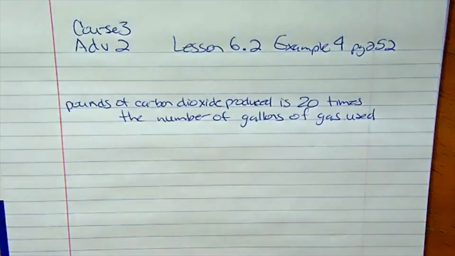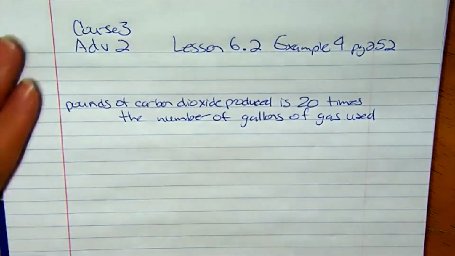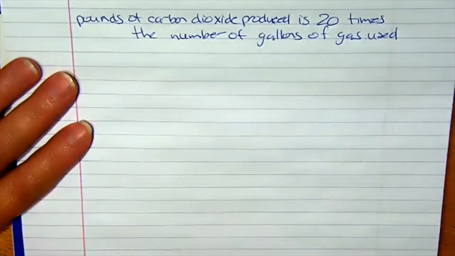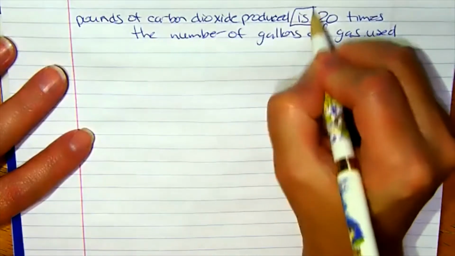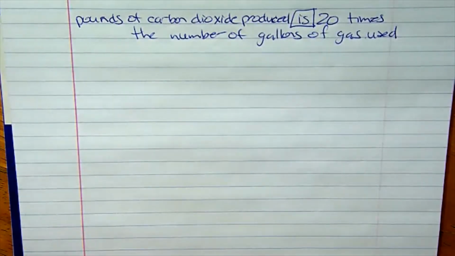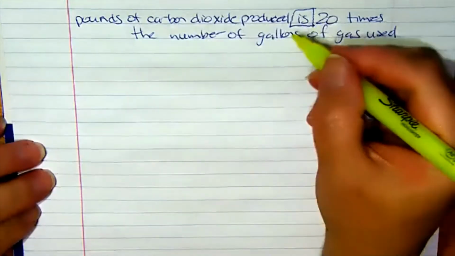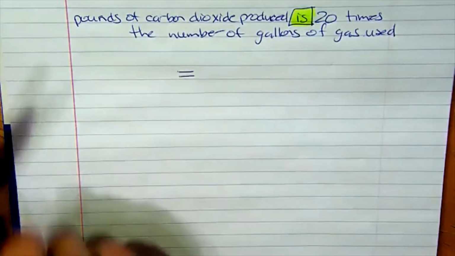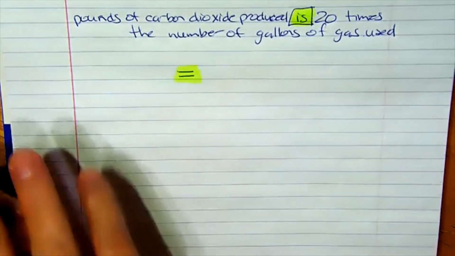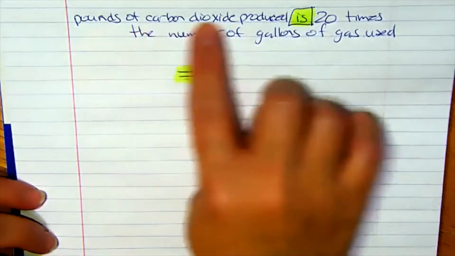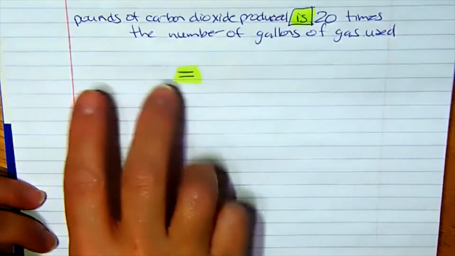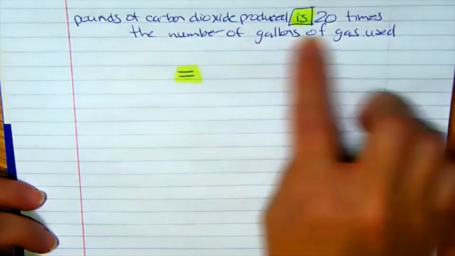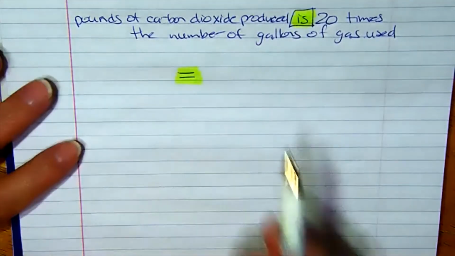Okay, now I can work on solving this. Whenever I have a word problem that I need to turn into a number sentence, I always start with my word is. Is is a good starting place because is means equals. So now I need to figure out what all of this means before my equals sign. Then I can figure out what all of this is after my equals sign.